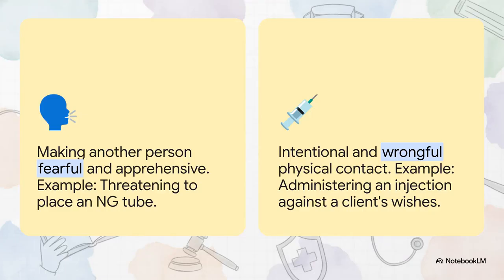And hey, this brings us right back to that question I asked at the beginning. So what's the difference between assault and battery? It's simple, really. Assault is the threat. It's making someone afraid that you're about to do something. So threatening to place an NG tube, that's assault. Battery is the actual wrongful physical touch. Actually giving an injection when the patient said no, that's battery. Just remember, threat versus touch.